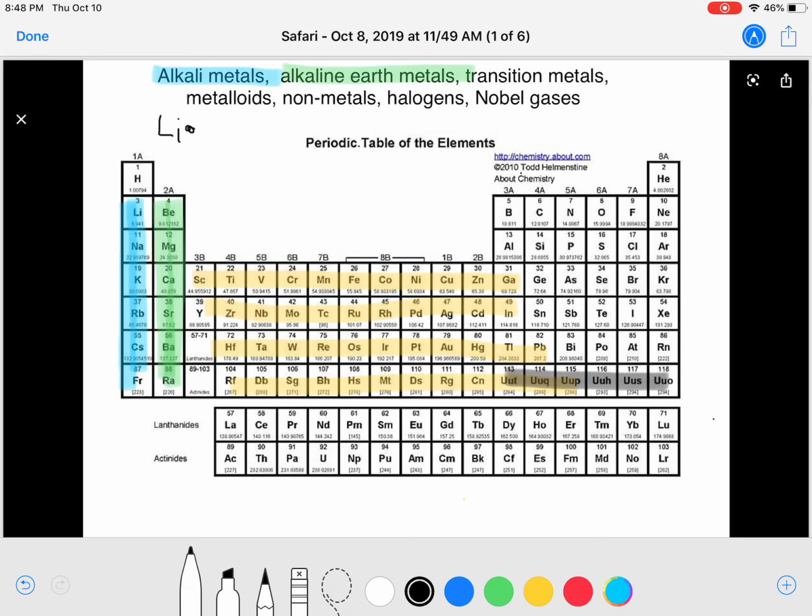Alright, so we're going to move on to metalloids. Do this in yellow over here. Oop, no, red. They're going to be red. So our metalloids have an intermediate electronegativity and ionization energy. So they're sort of in between metals and nonmetals.